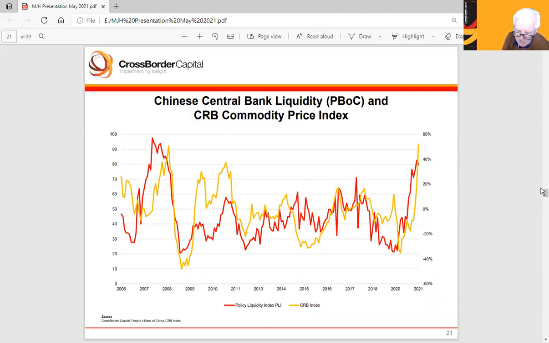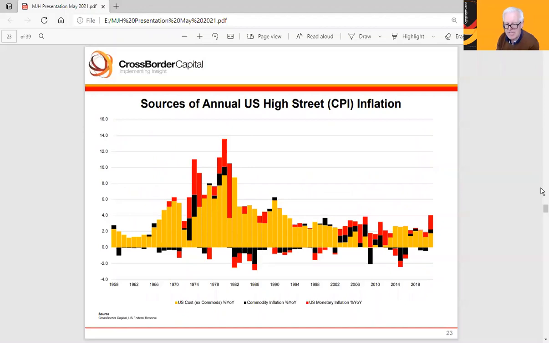Commodity prices are commodity prices, and the policy liquidity index is just quantities of liquidity that the PBOC is injecting into the system. So it looks as if commodity prices can remain elevated, particularly if you believe that A, the world economy is in sync, and B, that China is continuing to expand. Let me say a little bit about the inflation background and then move on to bonds and currencies.